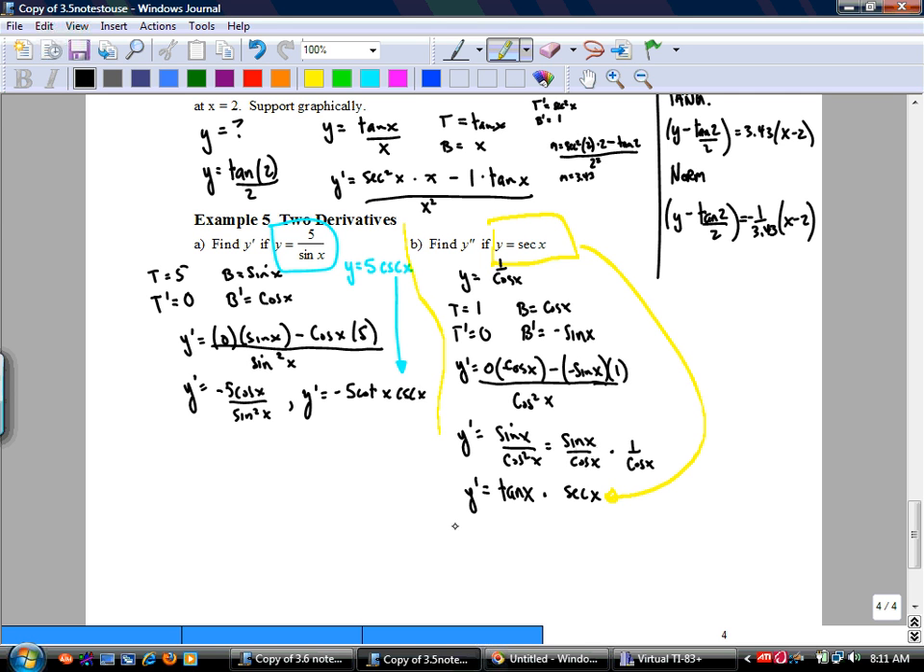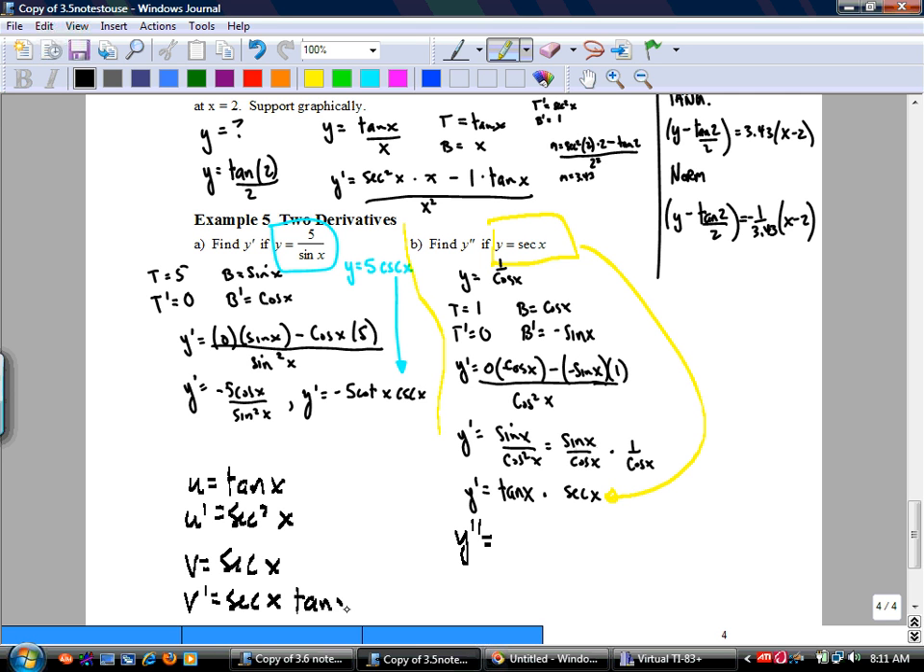So to do the y double prime, I need to do the second derivative. Instead of the quotient rule, we're going to use the product rule, because it says find y double prime. So for y double prime, u is tan x. u prime is secant squared x. v is secant x. Now the nice thing is you know what v prime is. From all that work, you know the derivative of secant. It's itself times tan: secant tan.